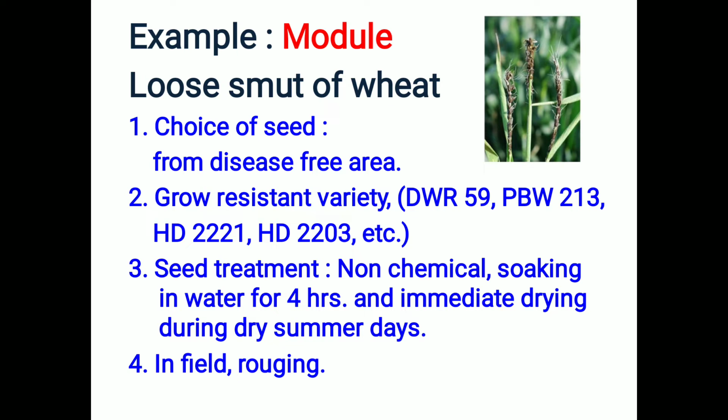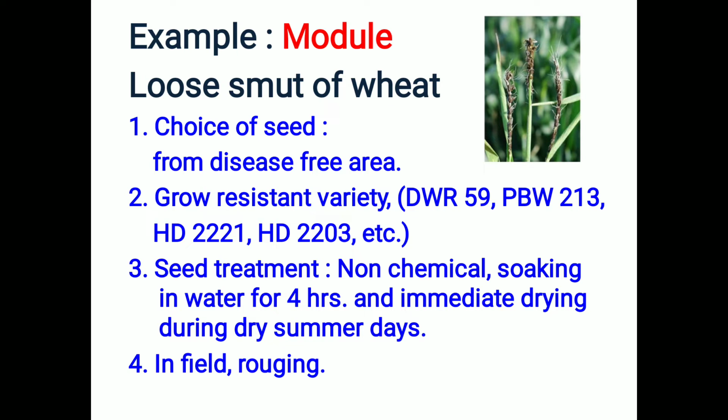Today we are going to discuss the remaining part of the topic, implementation and impact of IPM module. That is part 3. In that we discuss a module. For example, if you take the IPM module for the disease loose smut of wheat, what kind of IPM strategies is used? As we discussed previously, different strategies are used. In that we use cultural methods or chemical methods or physical methods depending on the disease.